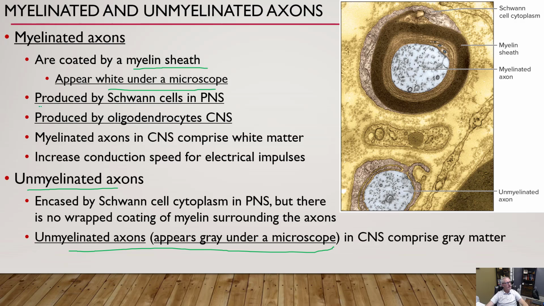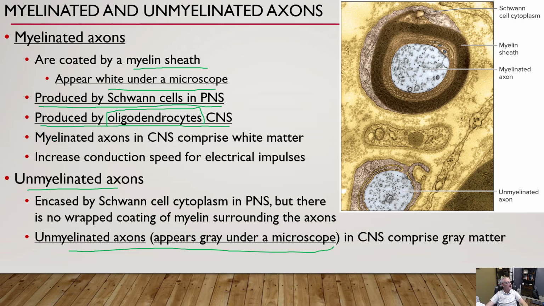We've already said that myelin is produced by Schwann cells in the peripheral nervous system. So Schwann cells are that neuroglia in the peripheral nervous system. In the central nervous system, this myelin is produced by these things called oligodendrocytes. So oligodendrocytes would be neuroglia in the central nervous system. And we'll talk about the difference between Schwann cells and oligodendrocytes a little bit later on.